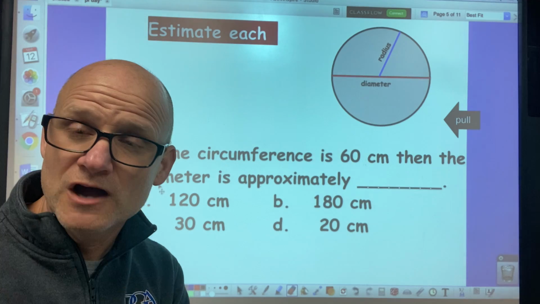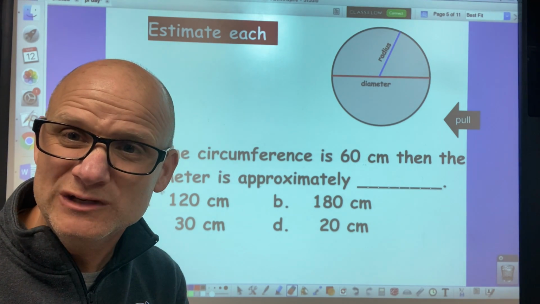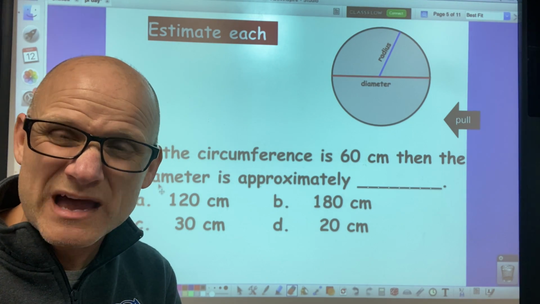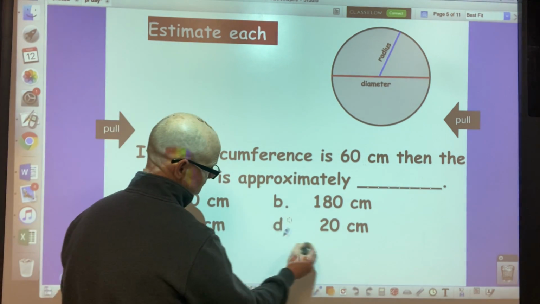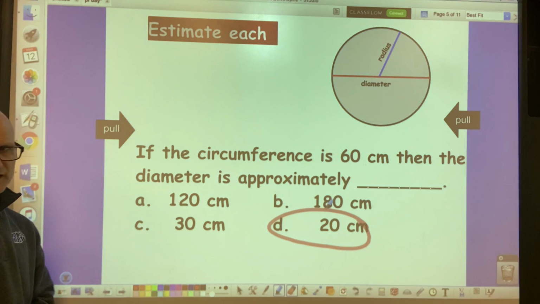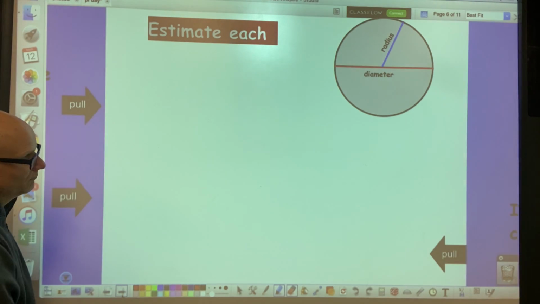Well, if the circumference is 60, you need 3 diameters to make the circumference, so that would be, what's a third of 60? Hopefully you guys were thinking D. Let's try one more.